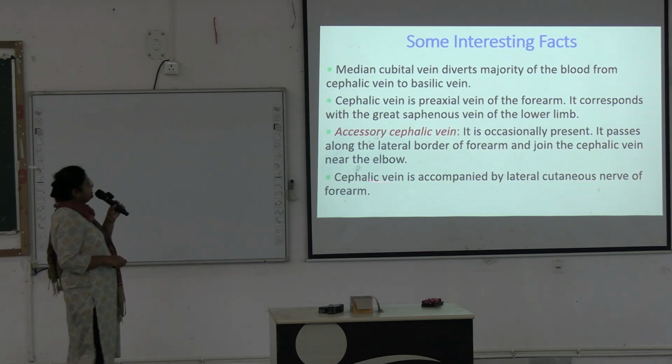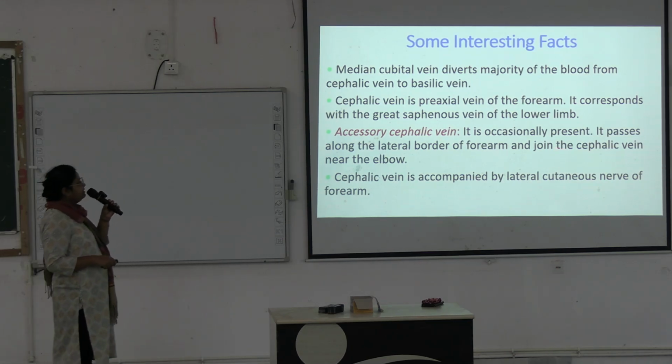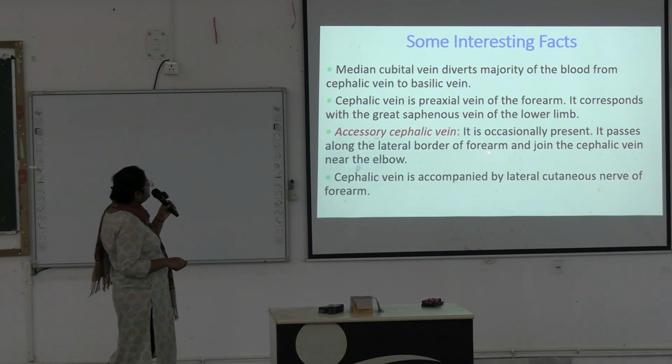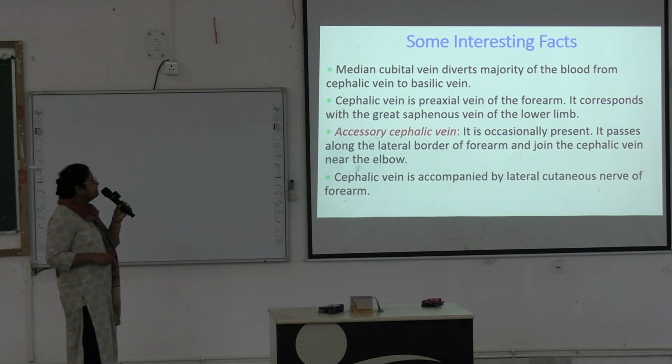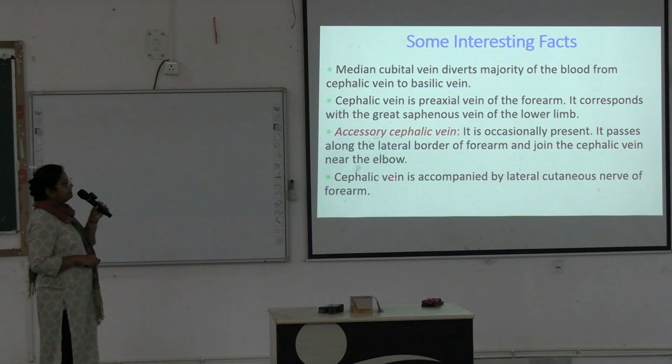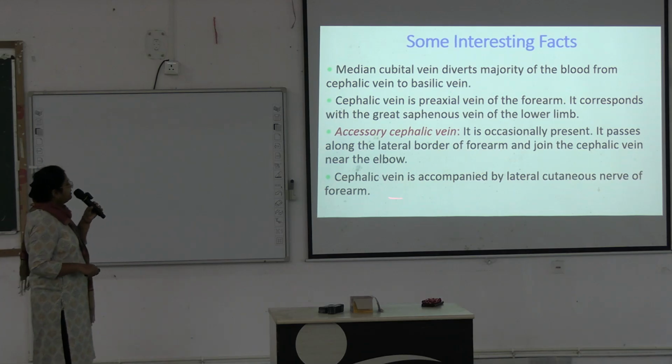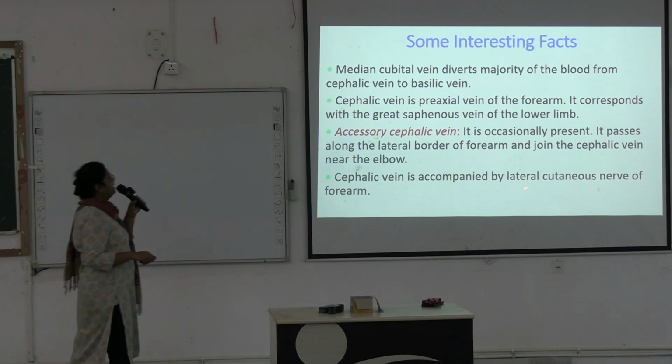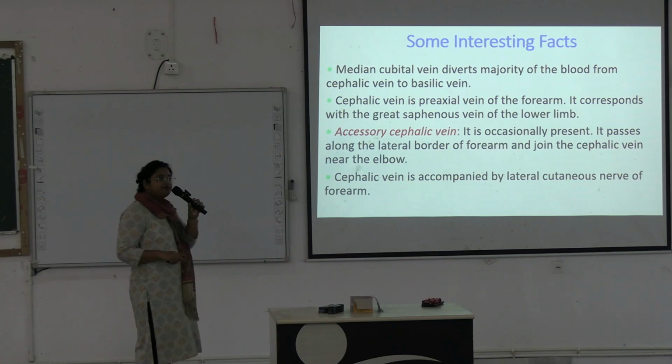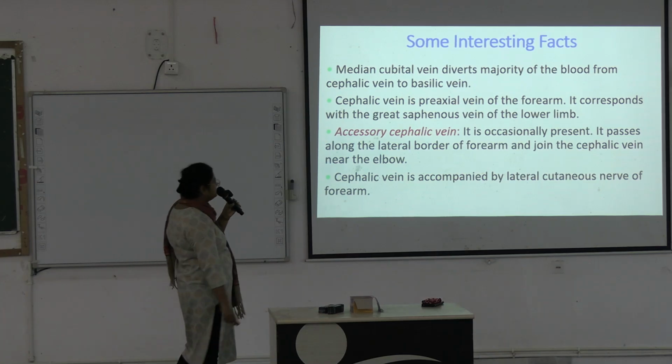And there is an accessory cephalic vein. It is occasionally present, passes along the lateral border of the forearm, and joins the cephalic vein near the elbow. And the cephalic vein is accompanied by the lateral cutaneous nerve of the forearm. Next.